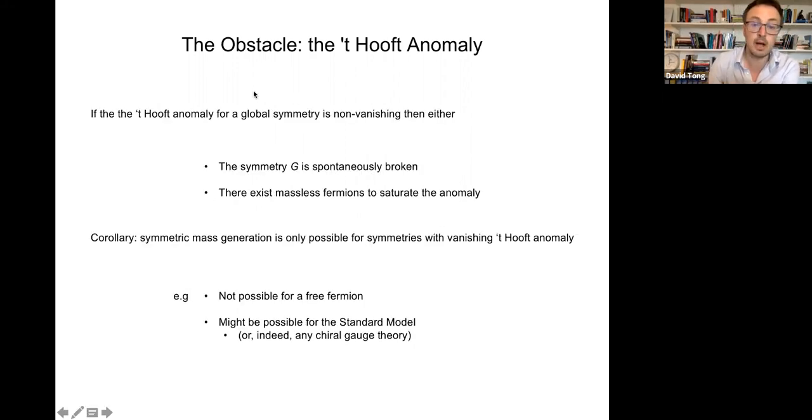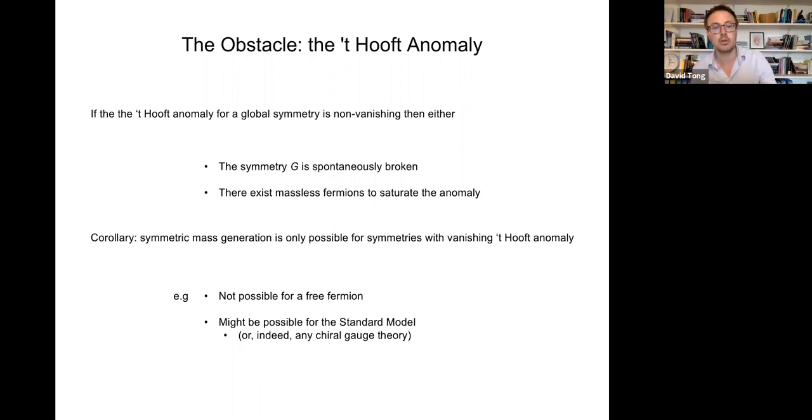So what does it mean? It's a wonderfully powerful statement. If you have a global symmetry where there's a 't Hooft anomaly which doesn't vanish, you can say immediately, without knowing anything else about the theory, that there have to be massless particles in the spectrum, because if you go to low energies, you have to recover the 't Hooft anomaly. For certain discrete groups, you can do that with topological quantum field theories, but for continuous groups, you cannot.